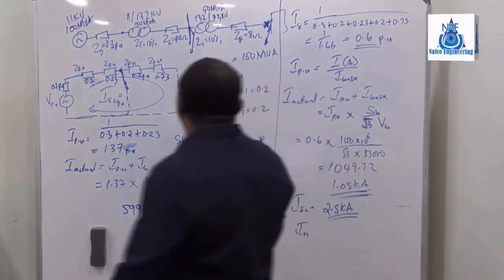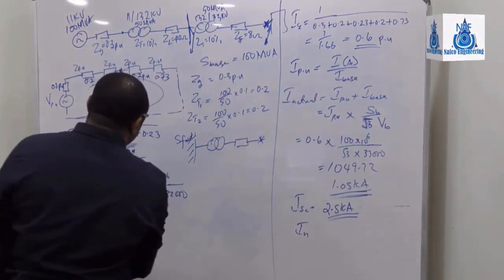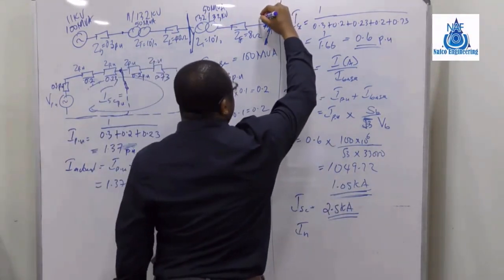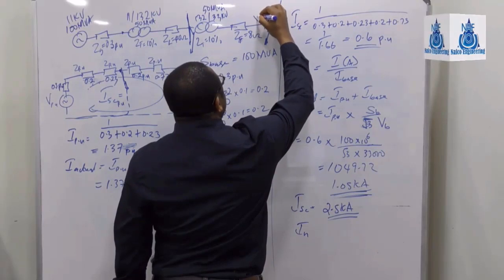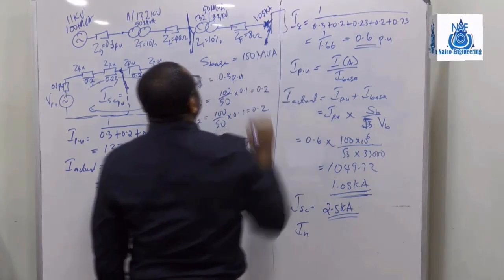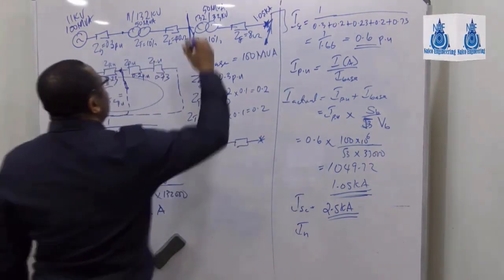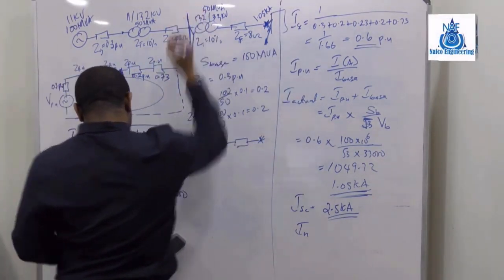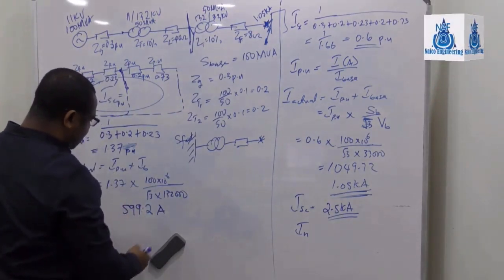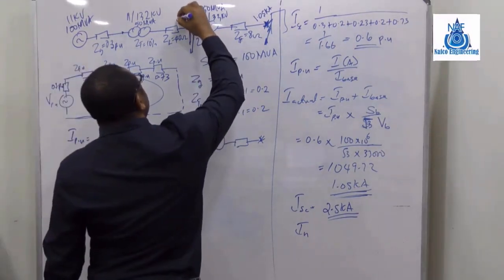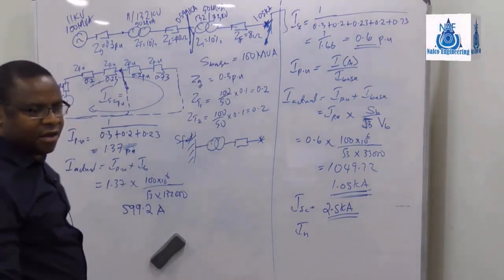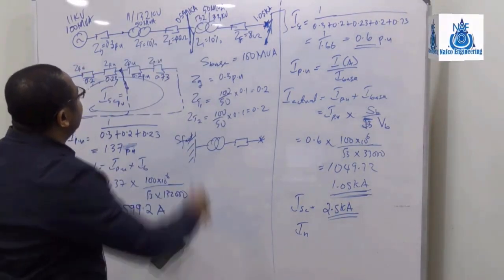Let me just put something here for us before I clean all this. I calculated the short circuit current here to be 1.05 kiloamps. And I also got a short circuit current here of 0.599 kiloamps. That is what I got there, if there's a short here.